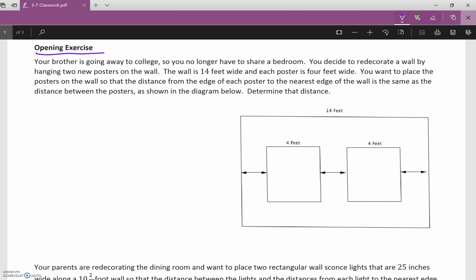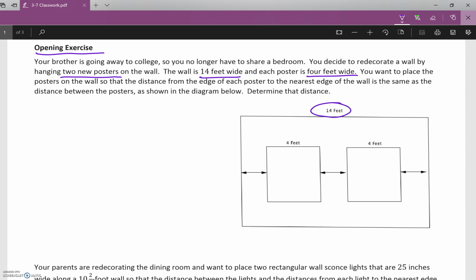Your brother, this is very much like the one we already did. Your brother's going away to college, so you no longer have to share a bedroom. You decide to redecorate a wall by hanging 2 new posters on the wall. The wall is 14 feet wide, and each poster is 4 feet wide. You want to place the posters on the wall so that the distance from the edge to each poster to the nearest edge of the wall is the same as the distance between the posters. So in other words, we want to break up that distance equally, as shown in the diagram below. So determine the distance. So they drew us a picture.